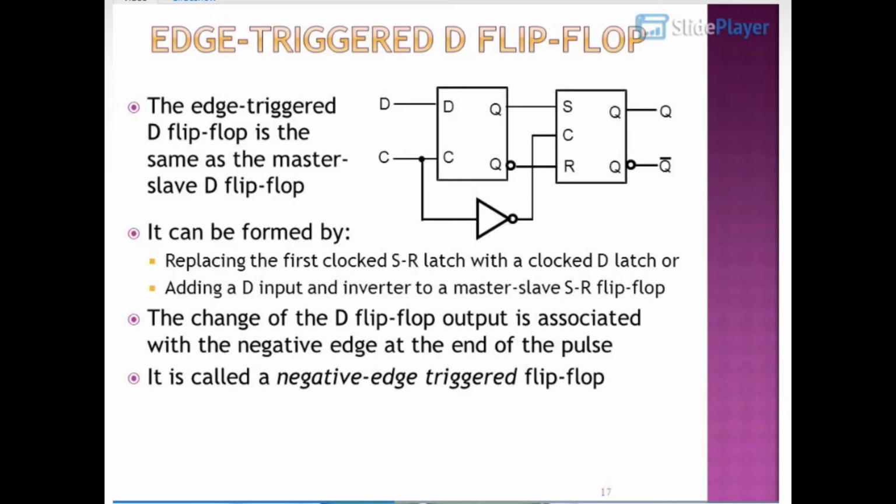Edge-triggered D flip-flop. The edge-triggered D flip-flop is the same as the master-slave D flip-flop. It can be formed by replacing the first clocked SR latch with a clocked D latch, or adding a D input and inverter to a master-slave SR flip-flop. The change of the D flip-flop output is associated with the negative edge at the end of the pulse. It is called a negative edge-triggered flip-flop. C, S, R, Q, D.